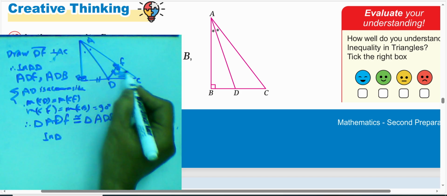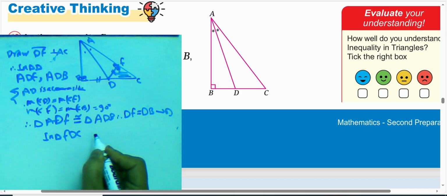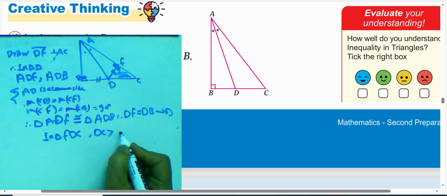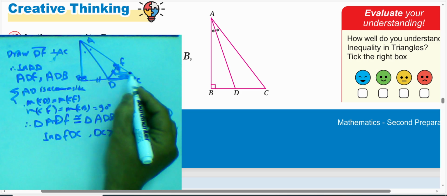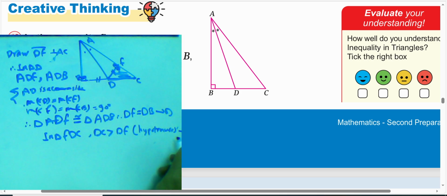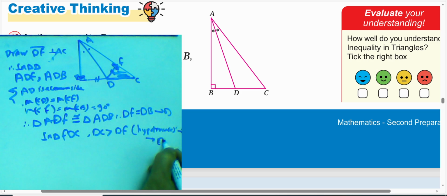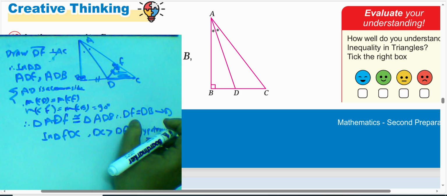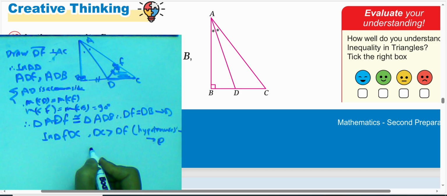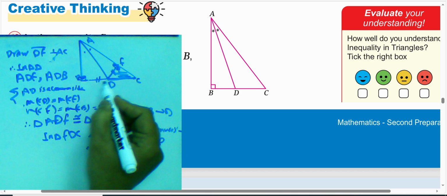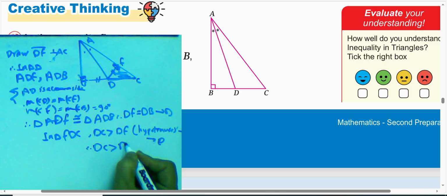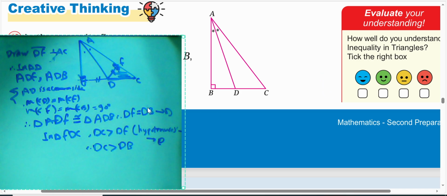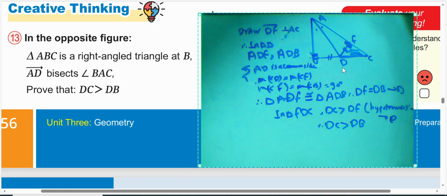Okay, we can work on this triangle. In triangle FDC, we have DC greater than DF, the hypotenuse. DC is greater than DF, relation number 2. From 1 and 2, look, DC is greater than DF and DF equals DB, then DC will be greater than DB. That is the solution of this question. It's important.